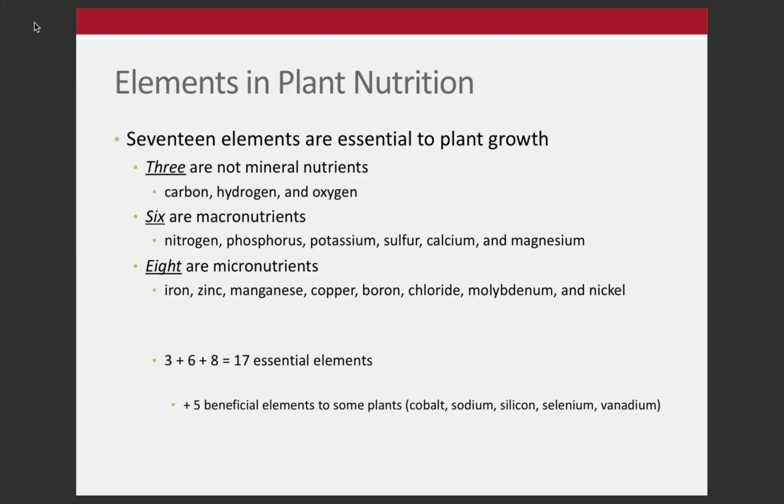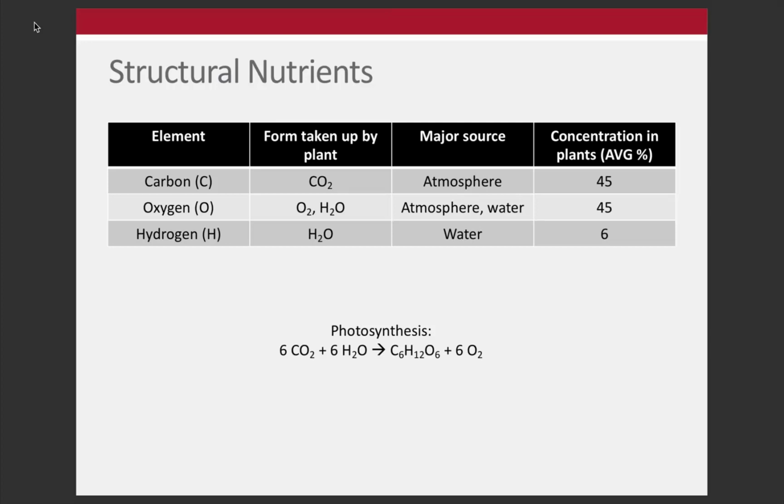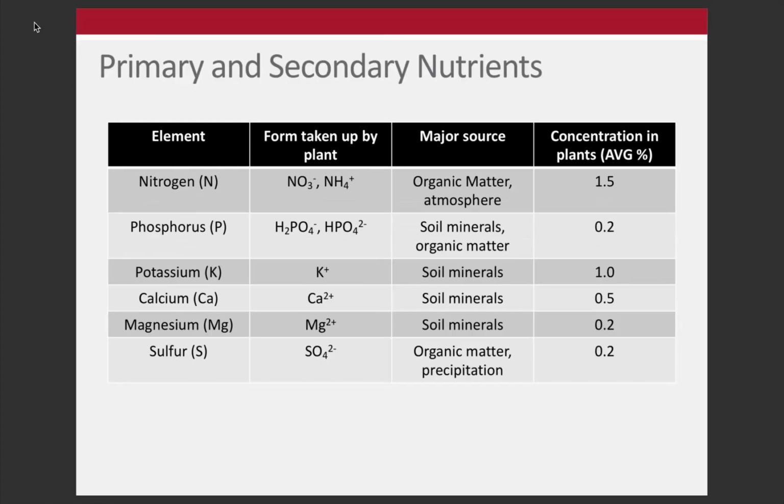The 17 listed here are just that. They're essential for a plant to complete its life cycle. These 5 beneficial elements might provide some benefit or some added kind of indirect benefit, but plants can get by without them. Okay, so again, plants are mostly products of carbon dioxide and water via photosynthesis, and you can look at these macronutrients or secondary nutrients and the concentration ranges, and you've seen this graph many times this semester at this point.